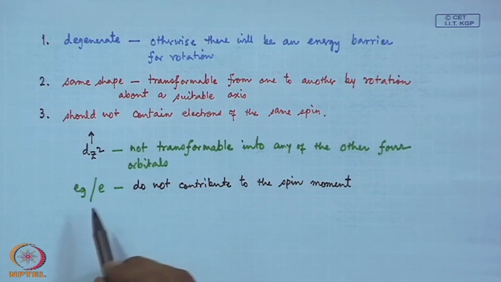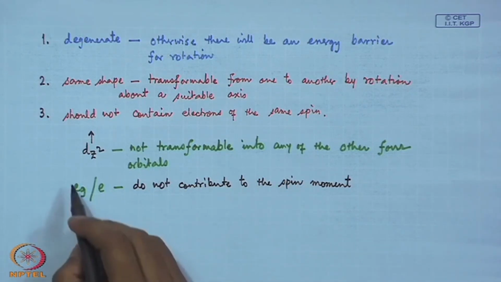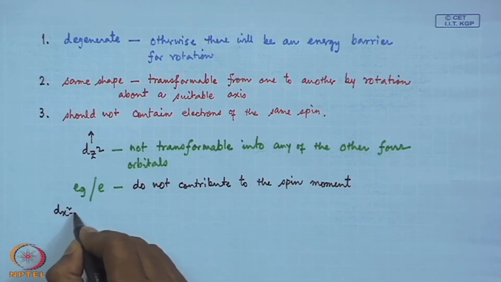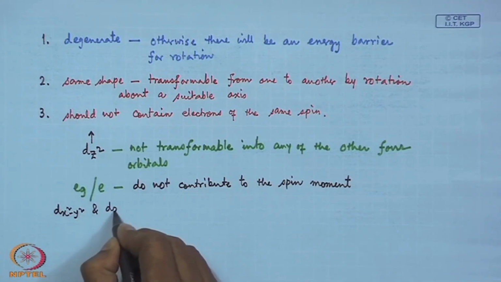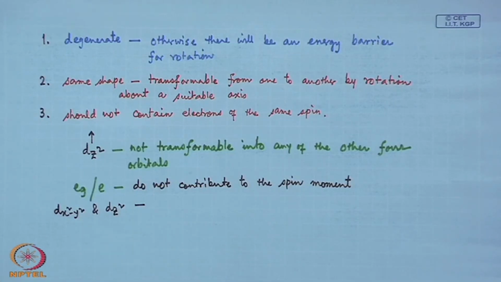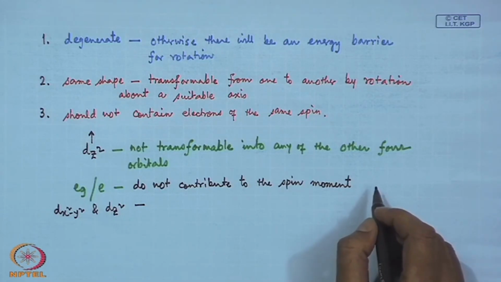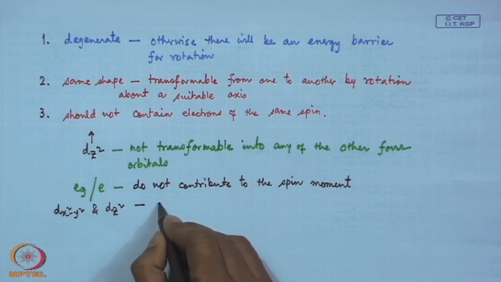So, we will have some situation where these electrons are there, but they will not definitely contribute to the corresponding spin moment. So, these two, therefore, the dx square minus y square and dz square, which are the EG set or the E set. So, these two we cannot interconvert, and therefore, these two will not contribute any magnetic moment contribution with respect to the mu L values. So, they constitute basically a non-magnetic doublet.